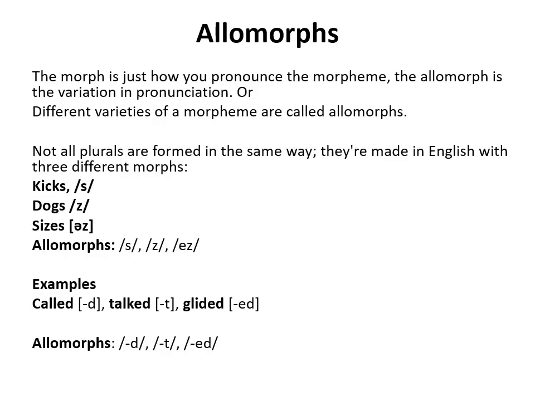Here we can see the examples of plurals. The morph is just how you pronounce the morpheme. The allomorph is a variation in pronunciation. Different versions or varieties of morphemes are called allomorphs. So not all plurals are formed in the same way. They are made in English with three different morphs.